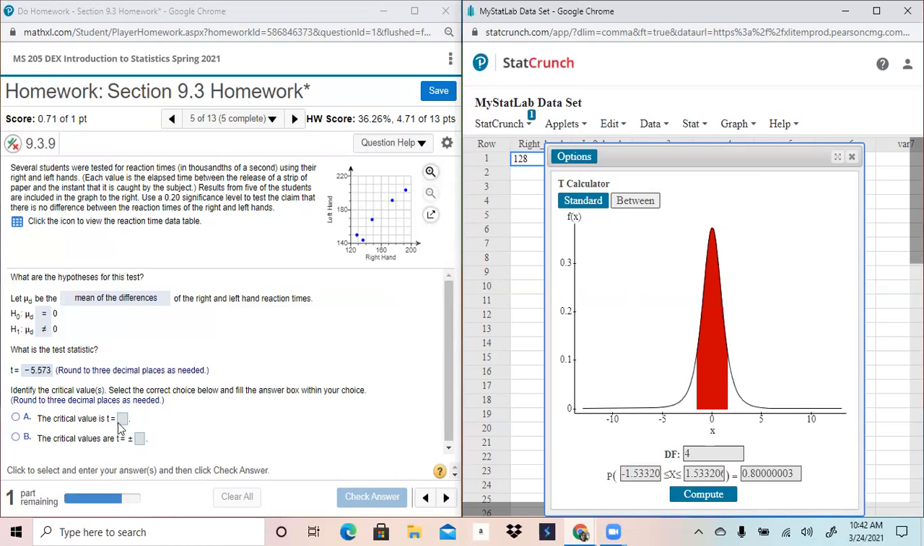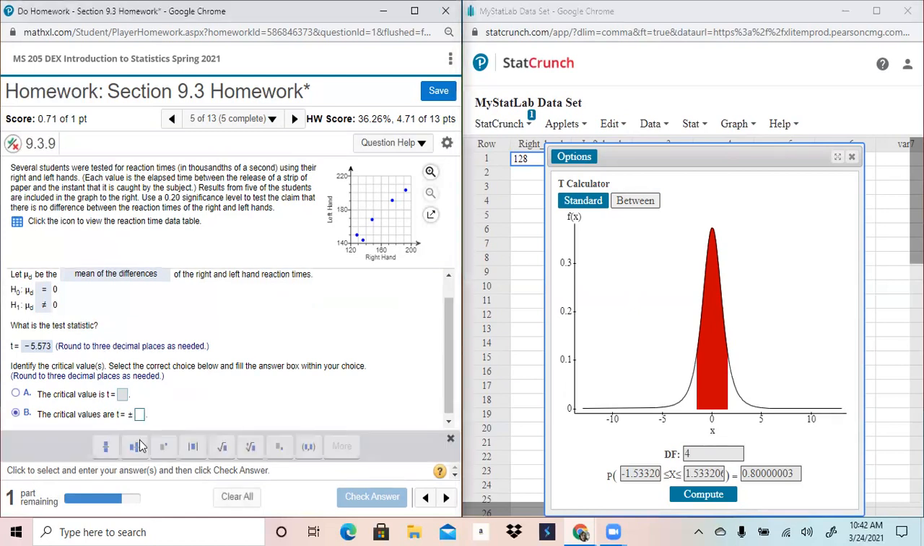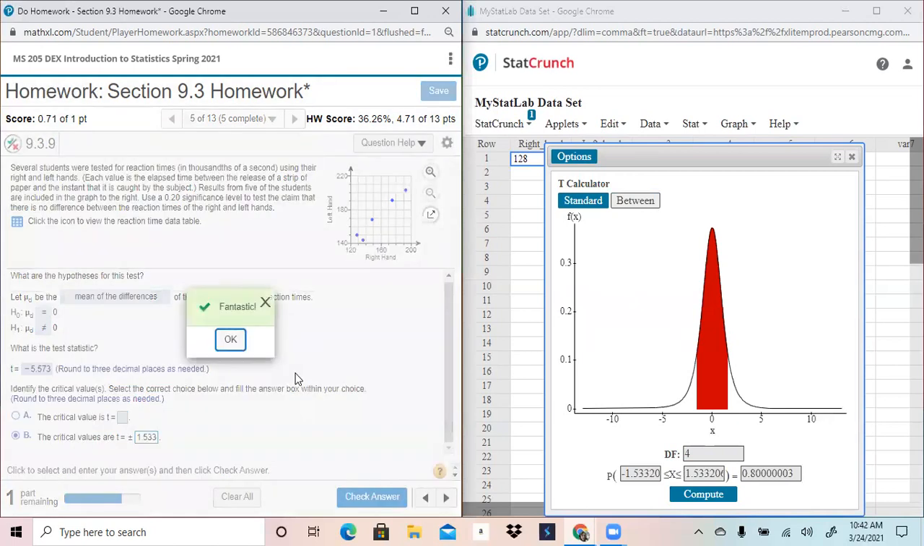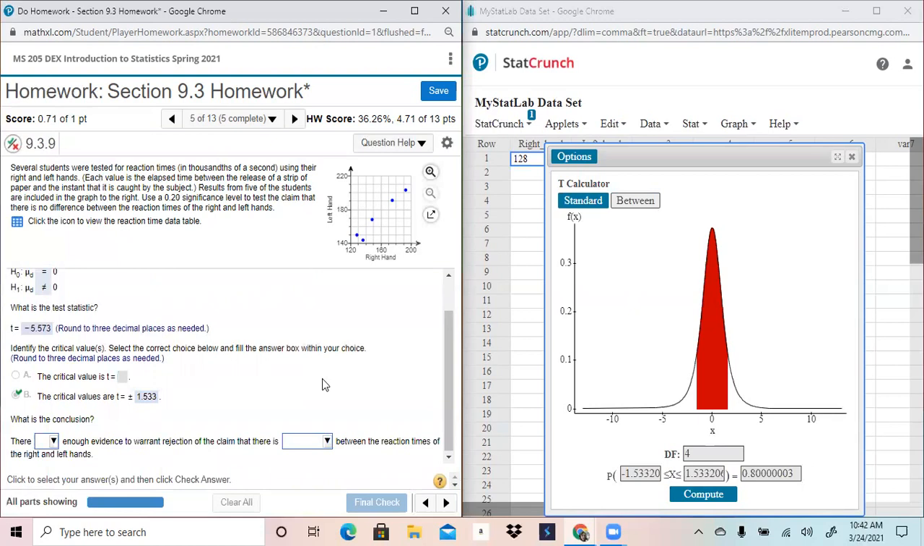So the critical values, they do have one here. It's got equals for 1 and then plus or minus for 2. We're doing the plus or minus with 2 critical values because this is a 2-tailed test. And it's not going to make us put in both the positive and negative. Let's see, 3 decimal places, so 1.533. Fantastic. And then I'll let you reach the conclusion from there.